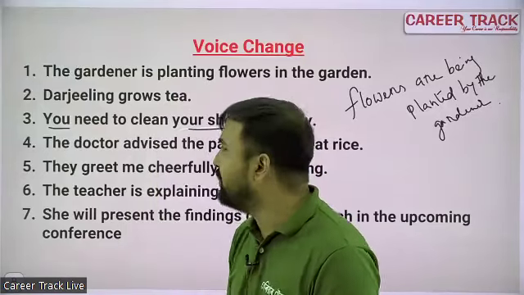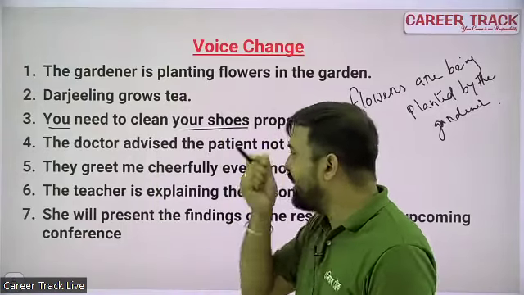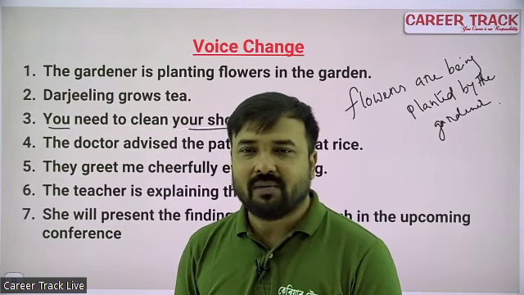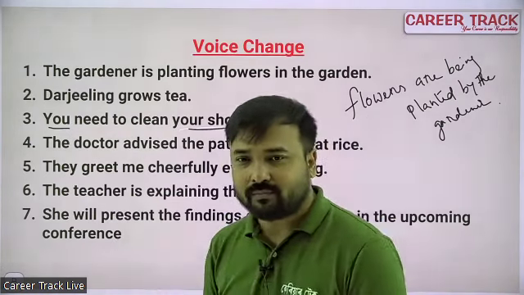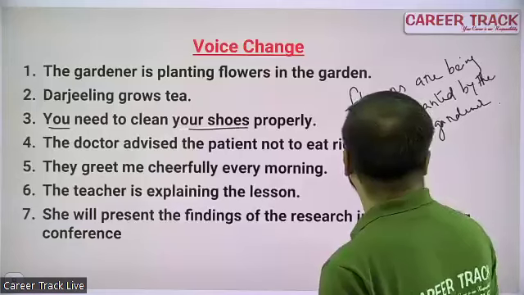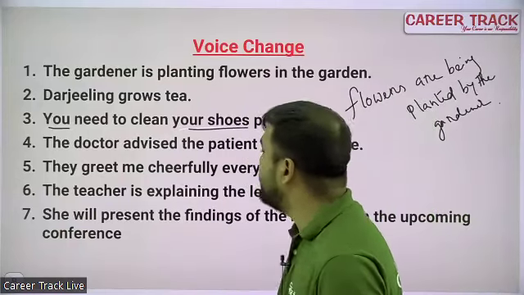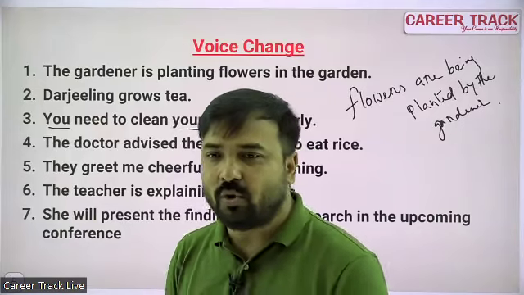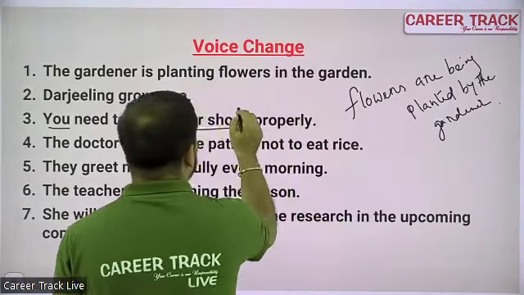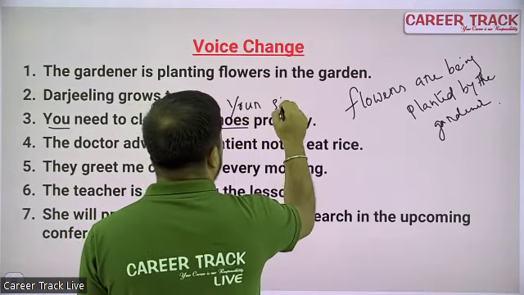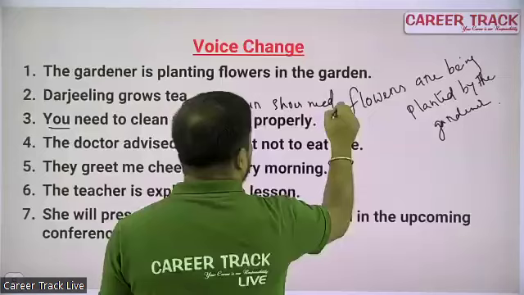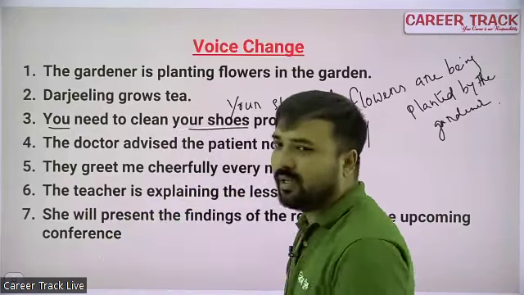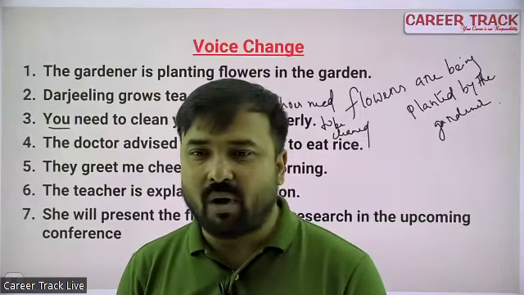How will we make it passive here? Properly is the adverb. Okay, how will you do it? When we make a passive, we add by, just as we did here: flowers are being planted by the gardener. Look here, you need to clean your shoes. Your shoes need to be cleaned by you properly. So your shoes need to be cleaned by you properly.